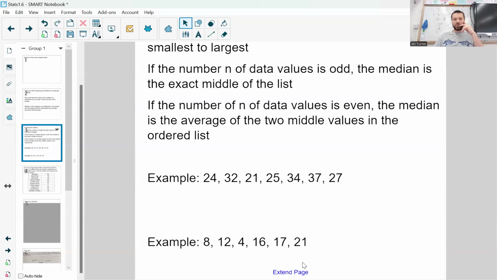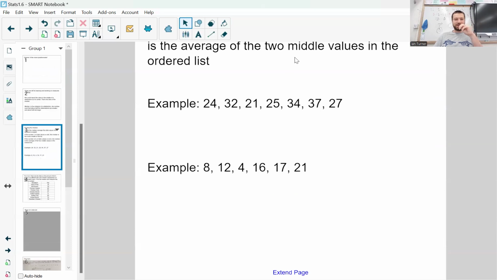We got two. One's even, one's odd. I love it. Okay, here we go. So we got to put these in order first. So we got 21. What's next? 24. You don't really need the commas even. Let's get rid of them. 25. 32. Nope, 27. Almost missed that one.